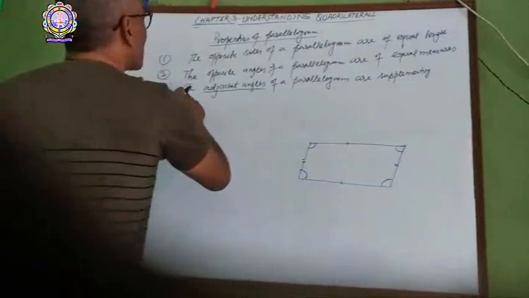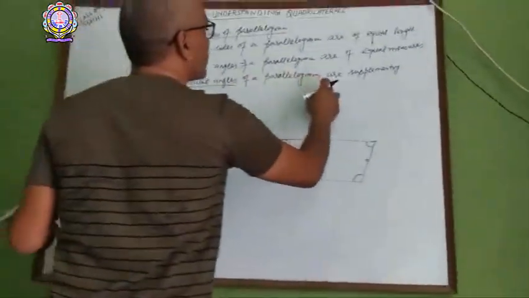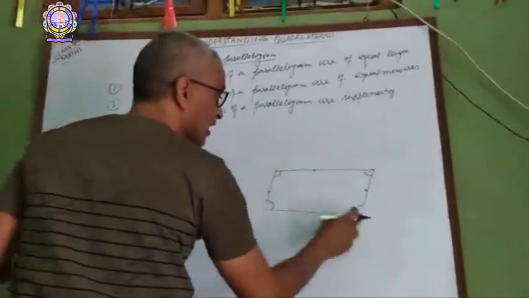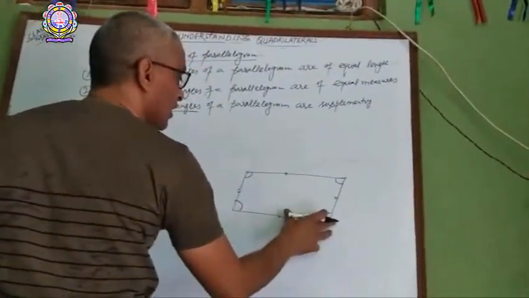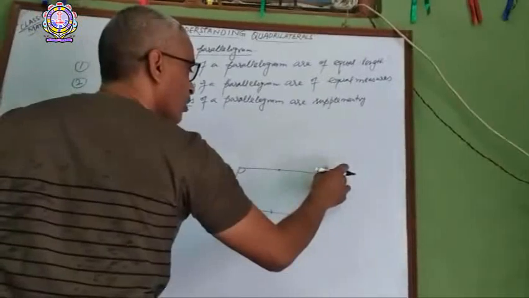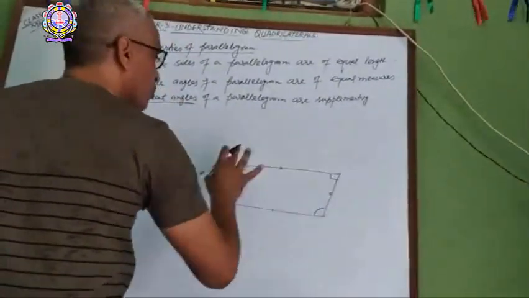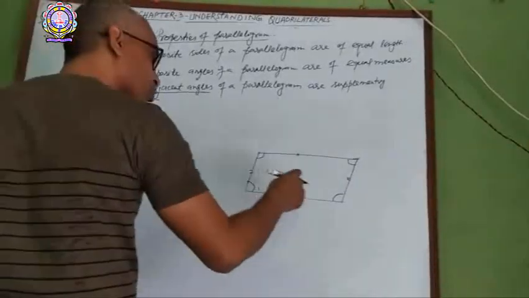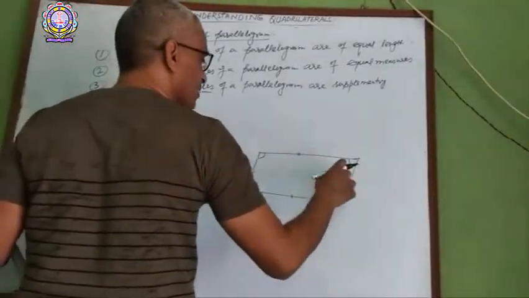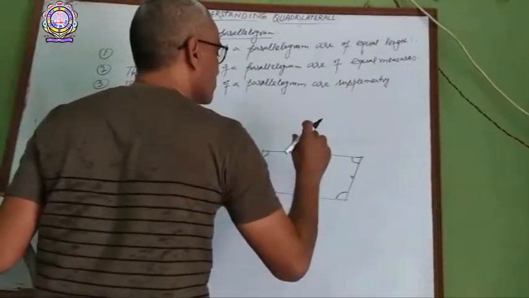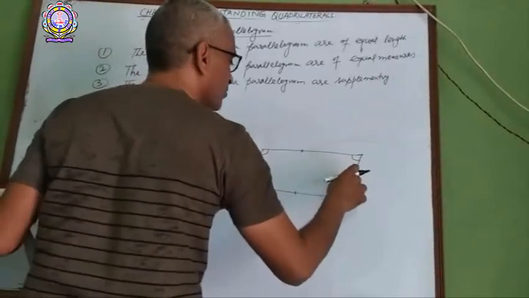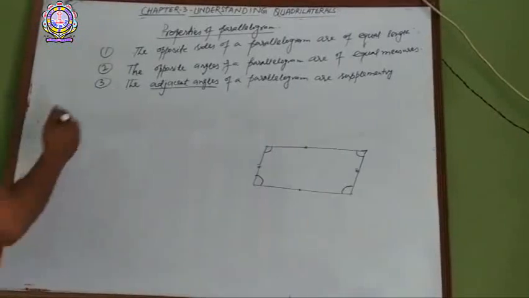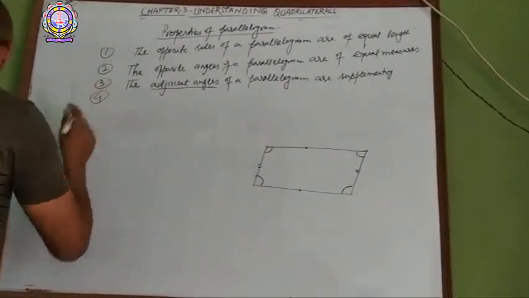The third property says the adjacent angles of a parallelogram are supplementary. It means this and this must be equal to 180, or this and this must be equal to 180. Any two continuous angles, the sum of any two continuous angles must be equal to 180 degrees. Okay, now come to the next property, that is fourth.